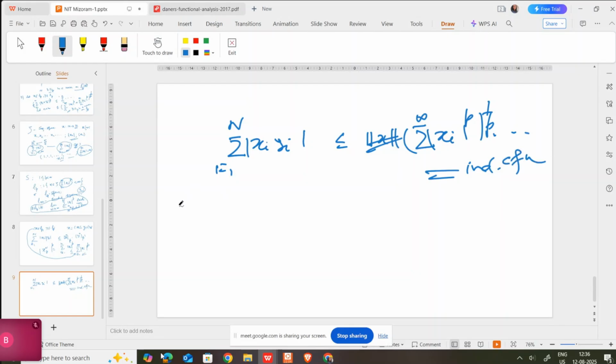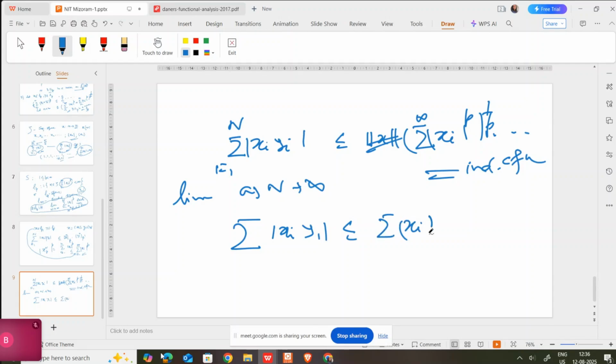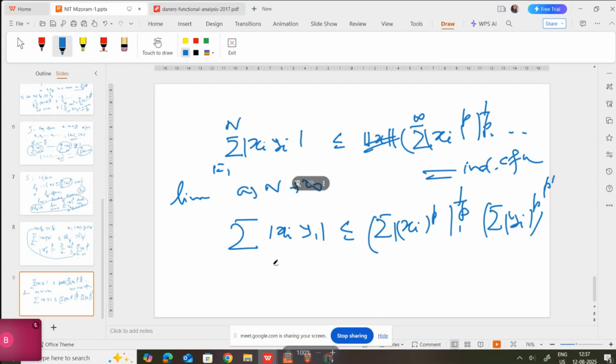So now you take the limit here, as n tends to infinity. What you have is that the summation of mod xi yi is bounded by the summation of mod xi raised to p, to the power 1 by p, into the summation of mod yi raised to p prime, to the power 1 by p prime. That is what the thing is. This is called Hölder's inequality.